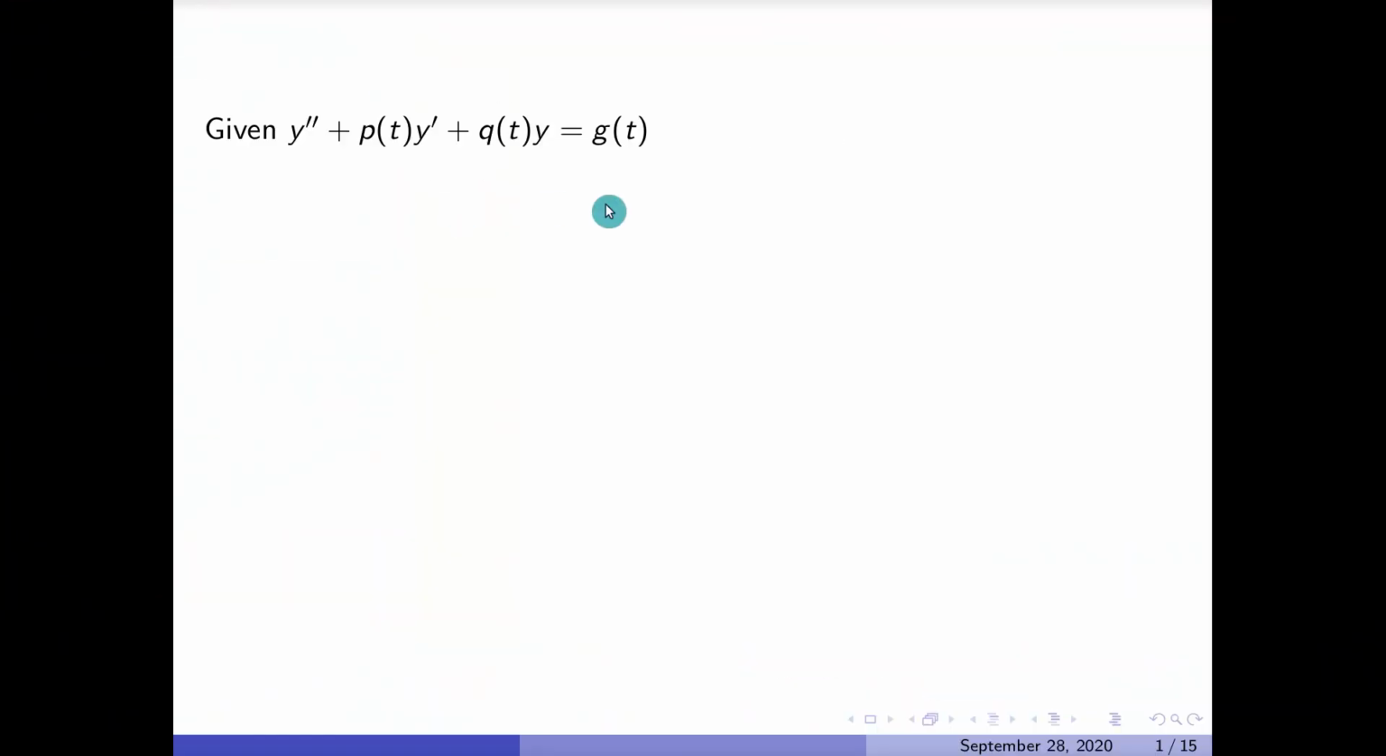Alright, so we're working in section 3.6 and we're looking at a new method for finding the particular solution for the non-homogeneous equation. This is different than the previous section in that we don't have constants up here anymore. We have P of t and Q of t. Okay, so these could be very complicated functions.